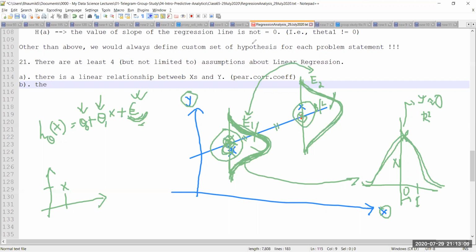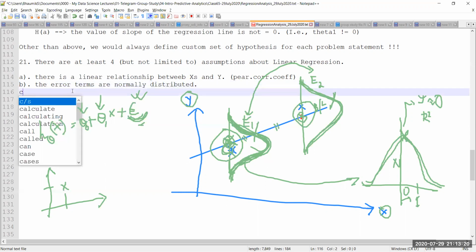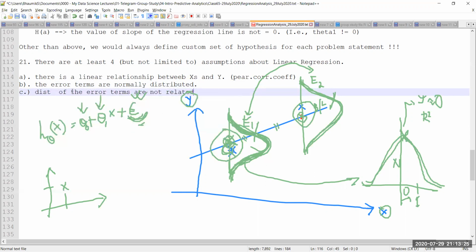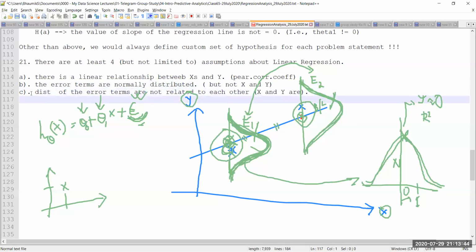Okay, let me just write down what I was talking about. The error terms are normally distributed, then the distributions of the error terms are not related to each other. X and y are related to each other, not the error terms. The error terms are normally distributed, but not x and y. X and y, the actual variables, may or may not have a normal distribution. I don't care. I am only looking into the correlation coefficient.